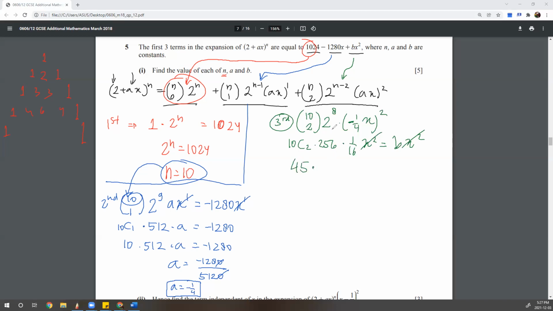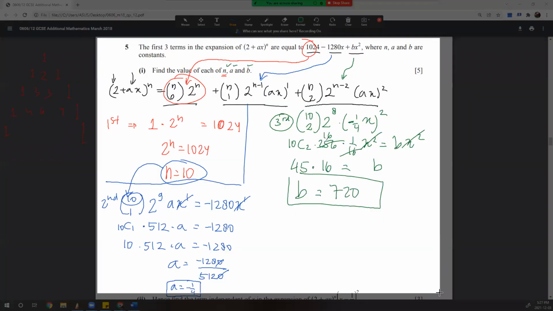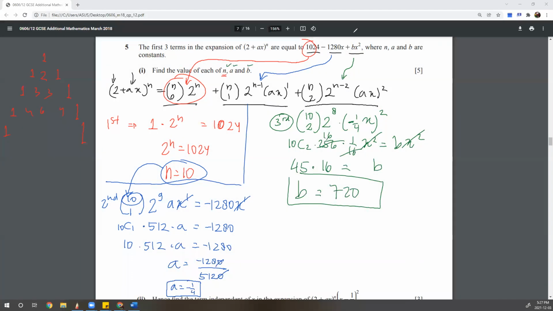256 and 16. I think we can simplify 16 by 256. 16 equals b. Done. 45 times 16, 720. So we have n, a, b done. n done, a done, b done. That's what you need to do. Do it in an efficient way. But if you cannot do it as efficiently as what I just did, you may use the longer way. It will produce the same answer as well.